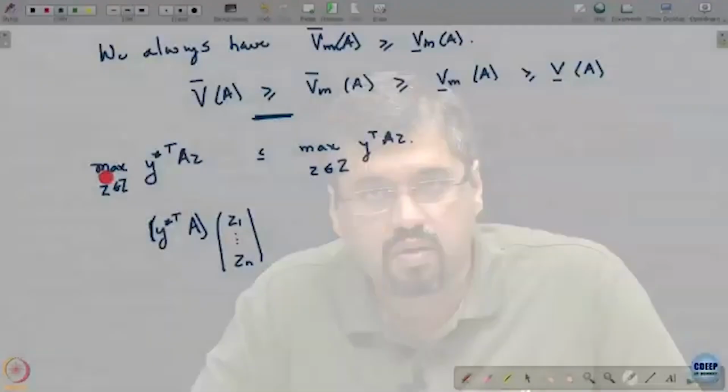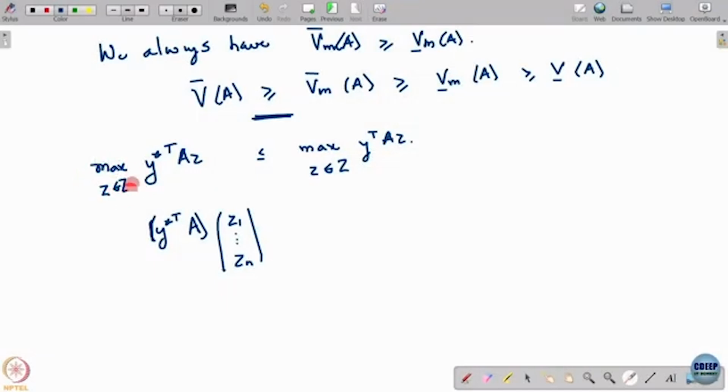So when you want to maximize this quantity over Z, we have to basically decide what weights these components Z1 to Zn should get. What should be the weights? Precisely. I look at the column that has the largest value and pick that one and give that Z probability 1 and all the others probability 0, weight equal to 1 and all the others get weight 0.